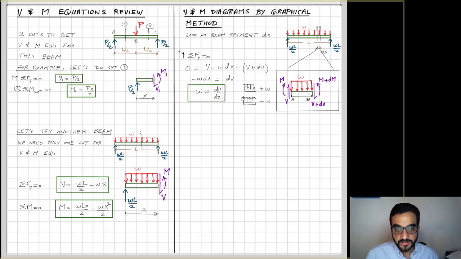So once you see negative, let's hold our horses a little and agree on what the sign of w is. What would be a positive w or negative w? A positive w is any load that pushes the beam down.